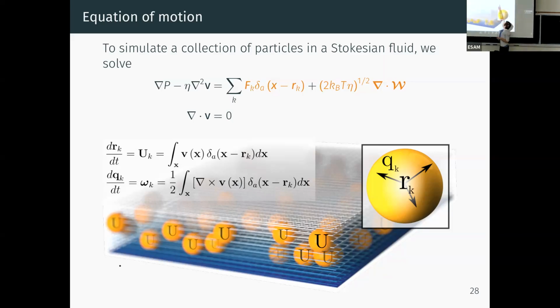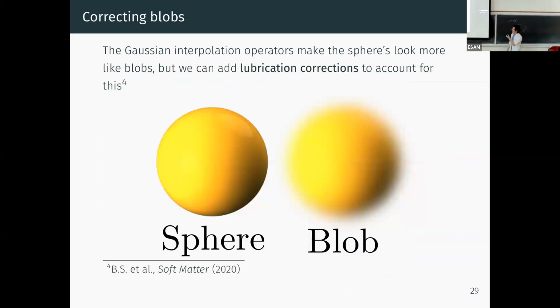And then we also pick up this div W term. W is a white noise tensor. So div W is the divergence of a random stress. This is from Landau and Lifshitz. The idea is that if you want to add randomness into the Stokes equations, you do it at the level of stress because that way it can be isotropic randomness. And then we evolve the position of the particles using the local fluid velocity.